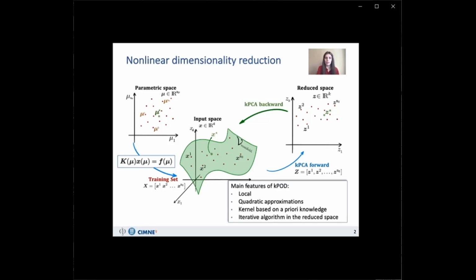The main features of the resulting KPOD are the use of local spaces accounting only for neighboring snapshots to characterize a nonlinear manifold, the addition of quadratic terms into the approximation space, the choice of the kernel function in KPCA based on a priori knowledge of the solution, and the definition of an iterative algorithm in the KPCA reduced space in order to solve the reduced system.